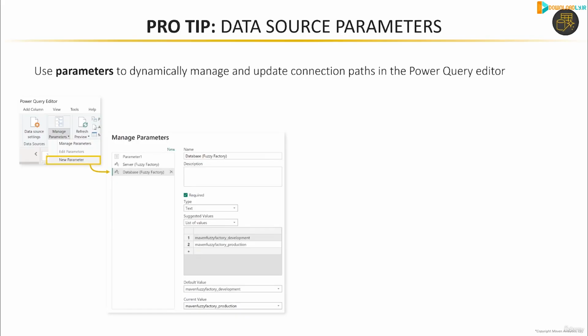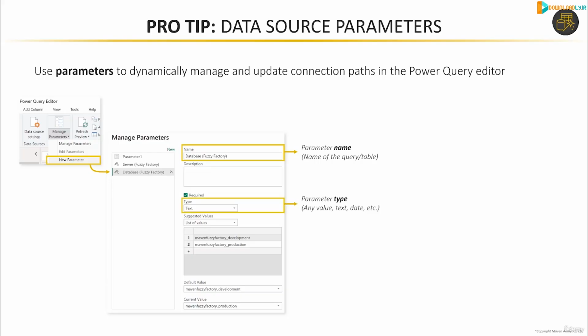So to get started, you'll need to create a new parameter or parameters based on your connection. In this example, I've created two new parameters, one for the MySQL Server connection and another for the database schemas. Here, I'm using generic names like database and then specifying that it's part of the Maven Fuzzy Factory. Just good data hygiene here, making sure that you're naming things clearly and appropriately.